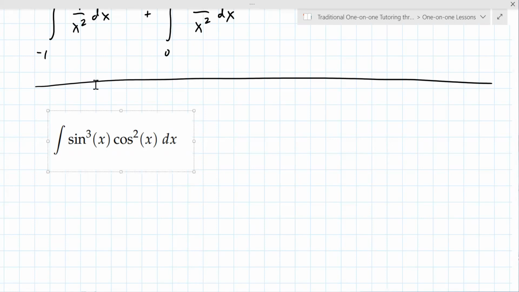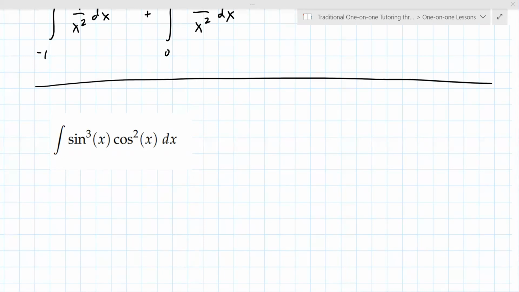All right, I am back. All right. What do you see here? So this is a trig integral. It's a product of trig functions.